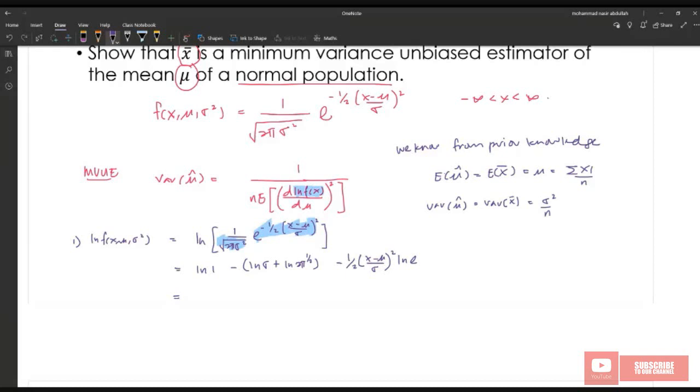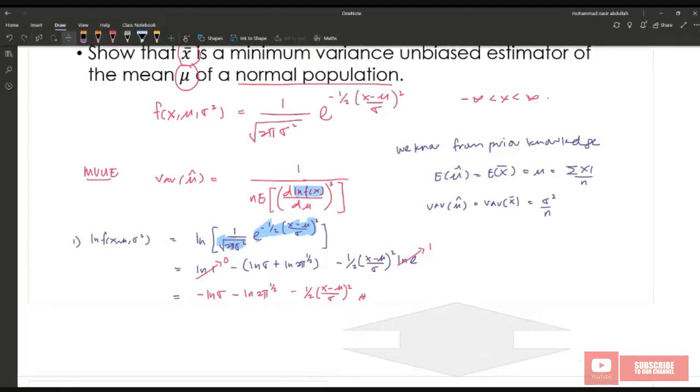So this one, ln 1 is equal to 0 and ln e is equal to 1. So this one should be negative ln sigma, and then minus ln of 2 pi to the power of 1 over 2. Actually, we can bring 1 over 2 in front. And then this is minus 1 over 2 times (x minus mu divided by sigma) squared. Right, so this is the first part. We just solved the first one.